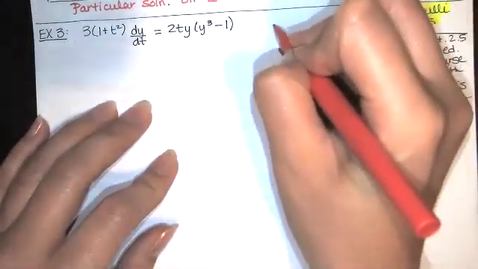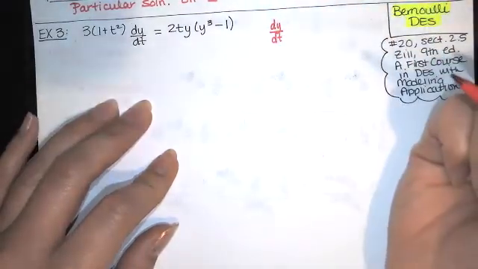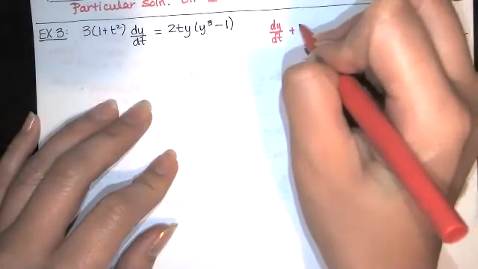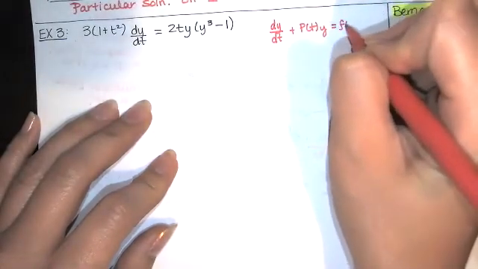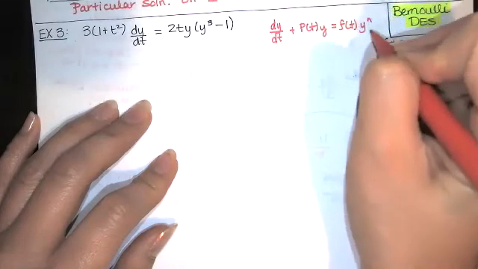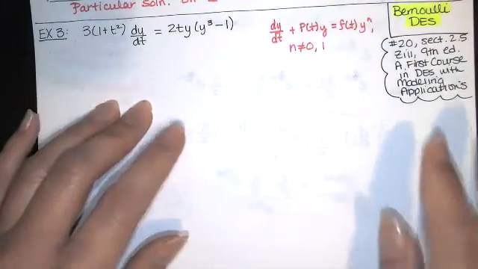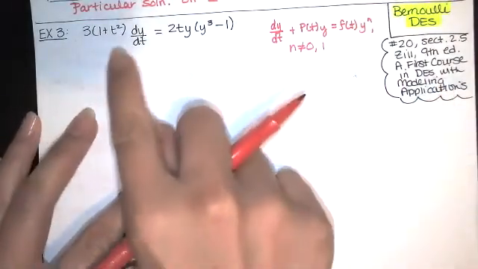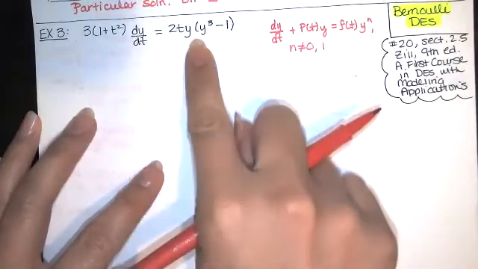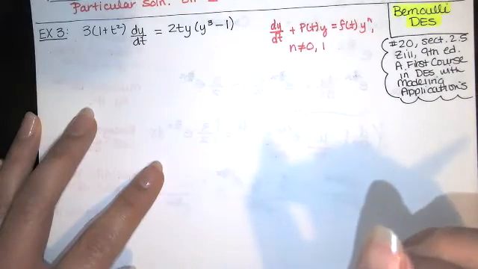If the independent variable is t, the standard form of a Bernoulli differential equation is the derivative of y with respect to t plus p of t times y equals f of t times y to some power, and that power can't be 0 or 1, otherwise it's linear. Now I'm comparing this to this, and if I can write this differential equation in this form, then I know it's a Bernoulli DE and it can be solved with the Bernoulli method.